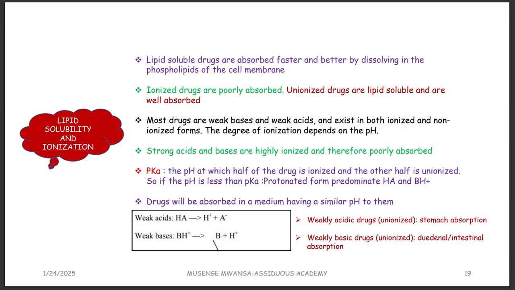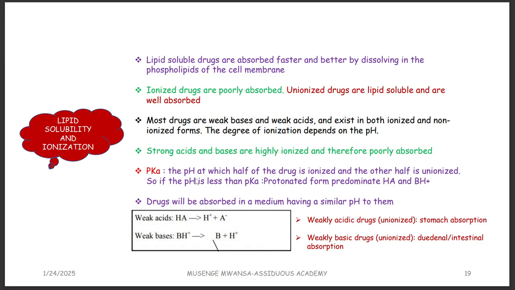If the pH is less than the pKa, the protonated form predominates. Look at this so that you understand what we're talking about. Look at what's on top. HA produces H+ and A-. This is a monoprotic acid. So this acid has dissociated. The pKa is the pH at which the concentration of HA, that is the acid, is equal to the concentration of A-.